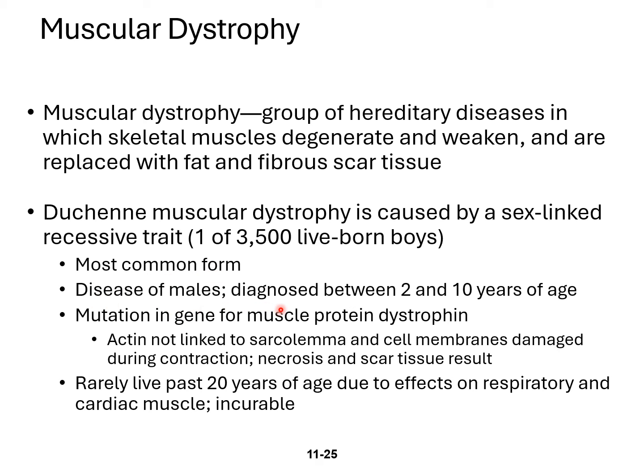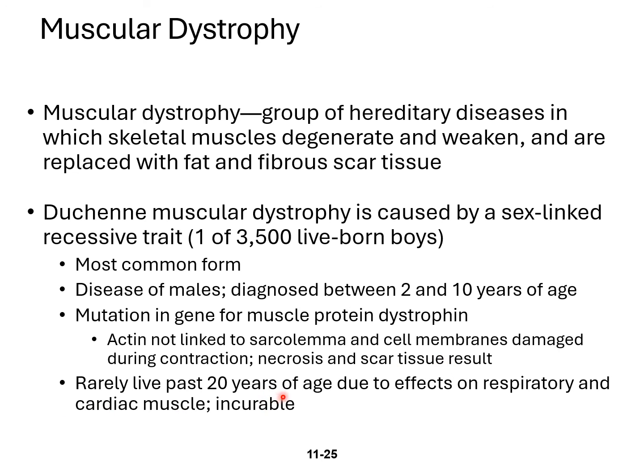It's the most common form. It's a disease of males, diagnosed between 2 and 10 years of age. It's caused by a gene mutation of the muscle protein dystrophin. That's why it's muscular dystrophy. The actin is not linked to the sarcolemma, and the cell membrane is damaged during contraction, which causes necrosis or scar tissue to result, and this stops them from contracting very efficiently and smoothly.